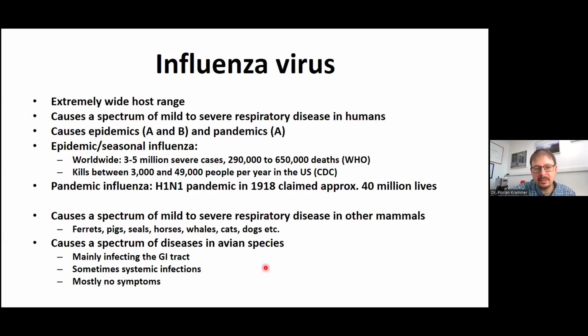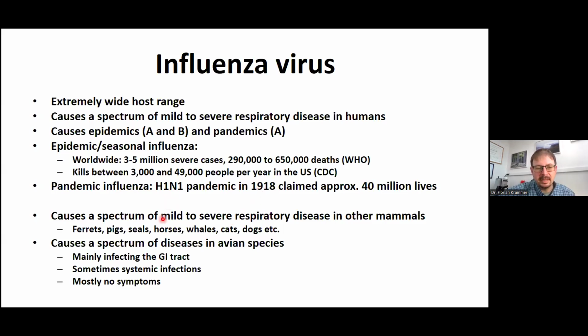In terms of epidemic or seasonal influenza, we know that worldwide we have between 3 and 5 million severe cases every year, and somewhere between 300,000 and 650,000 deaths. In the US, the CDC estimates that influenza kills between 3,000 and 50,000 people every year. That's seasonal influenza, and the strongest example for pandemic influenza is the H1N1 pandemic of 1918 that claimed approximately 40 million lives, but the estimates go from 20 to 100 million.